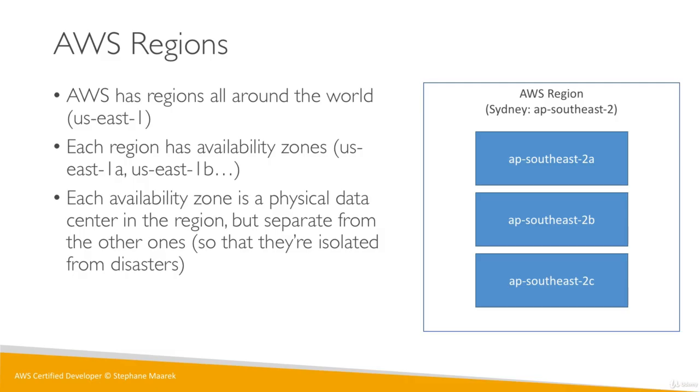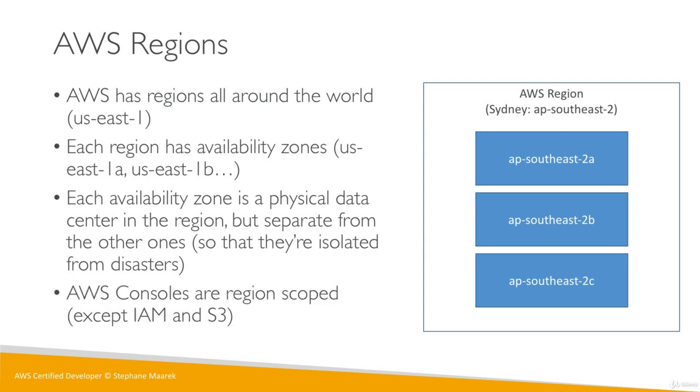Now, all these availability zones are separate from one another because they want to be separate from disasters. This is why we have multiple AZs in one region. Each AWS region is basically built around a minimum of 3 data centers or availability zones, and that's the basis of how Amazon works.